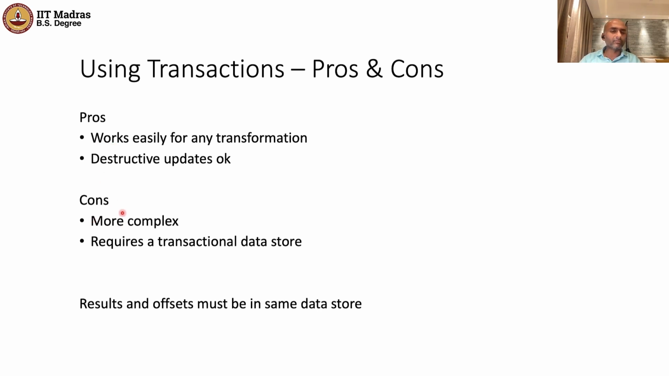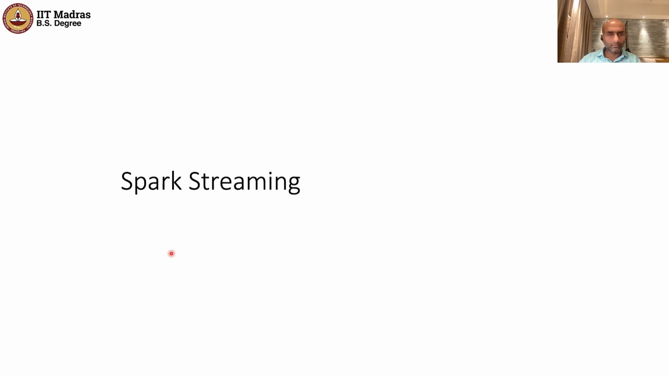The cons are obviously that it's more complex, which means it takes that much more latency and that many more resources from Kafka itself to get this done. Obviously, it requires a transactional data store. In general, like I said, you would want both the results and the offsets to be in the same system, for instance Kafka. That makes the job of guaranteeing the transaction commit and the transaction abort happen seamlessly.